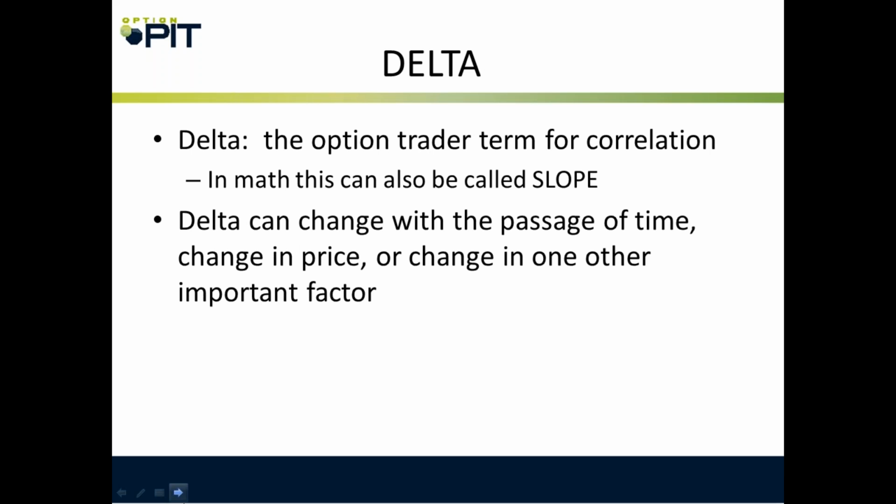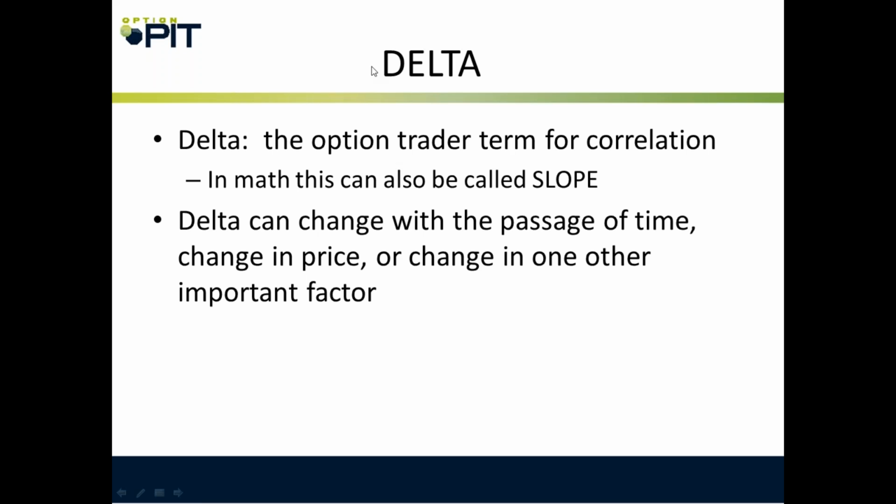Delta is the option trader term for correlation. Why do we use the term delta instead of correlation? I think it's because we think it sounds cooler. That's my theory. In math or calculus, you might just call it slope. My sister teaches high school physics and some high school algebra, and she said, I don't get that whole delta thing. What I told her is, all delta is the slope of a line. And she said, oh, so all you engineers should easily understand the concept of delta.